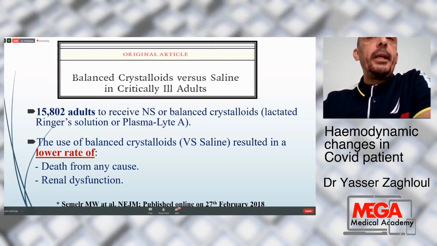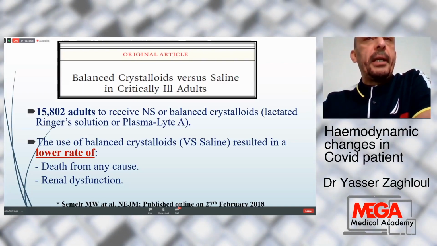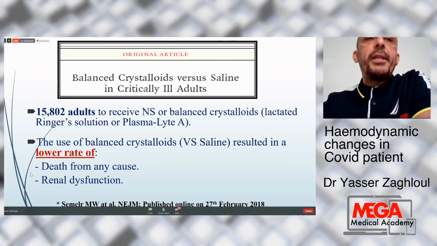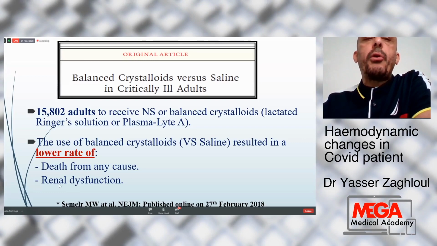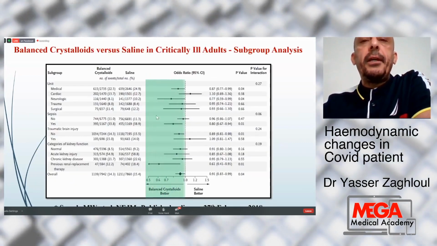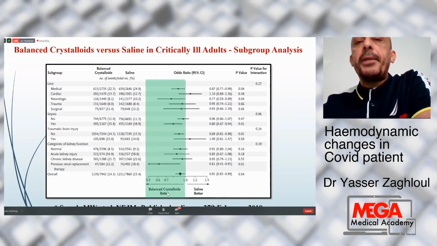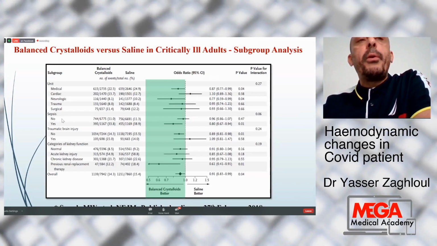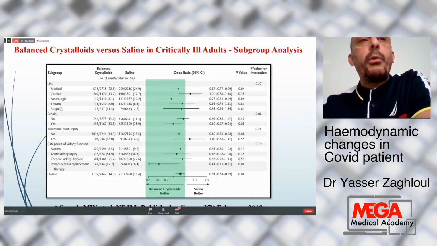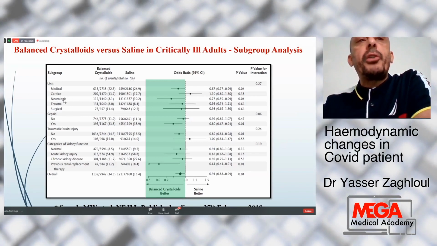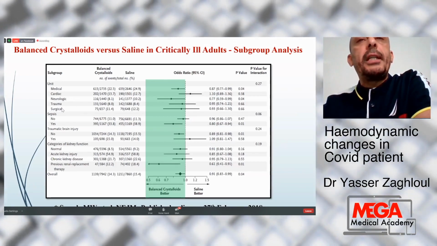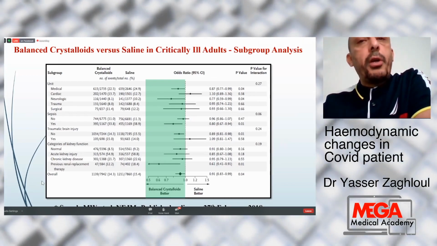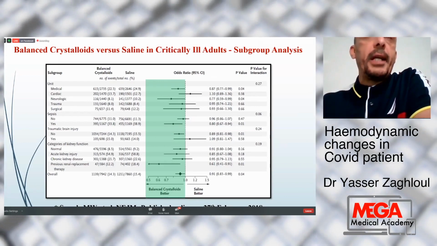Why are we using balanced crystalloids? This means Ringer's lactate or Plasma-Lyte if it is available, because usually there is a lower rate of death from any cause or renal dysfunction. And you can see here, most of the patients who received balanced crystalloids are doing much better than with normal saline, in all subgroups of patients: cardiac, trauma, surgical. Maybe for the patient with neurogenic or traumatic brain injury, it is better to use normal saline. In short, in most types of shock, Ringer's lactate is doing better than normal saline.